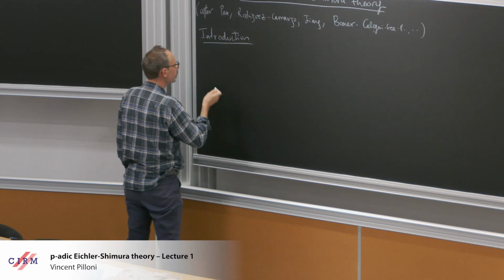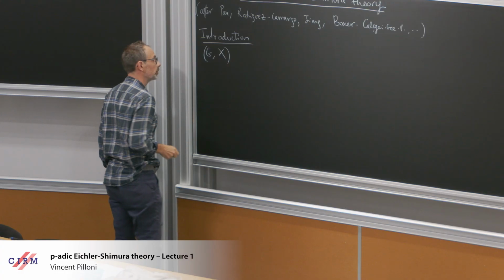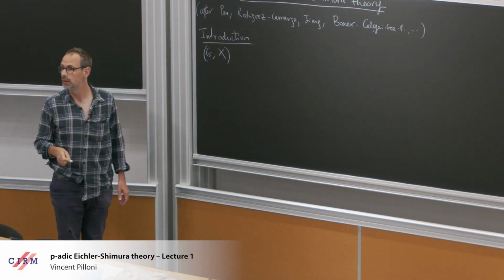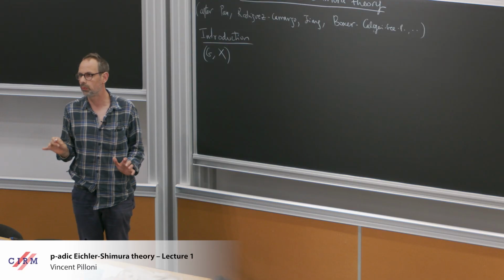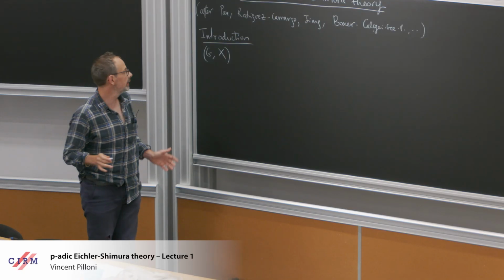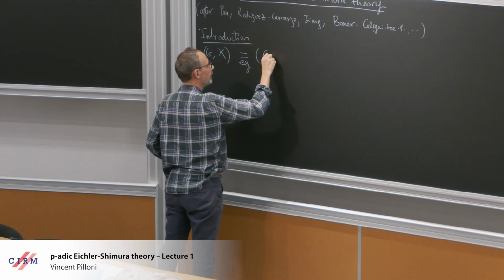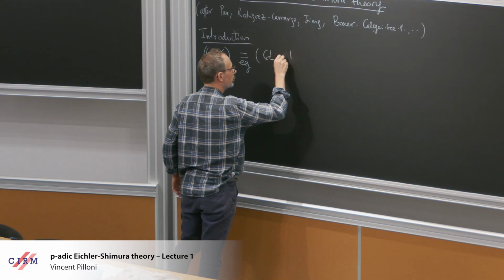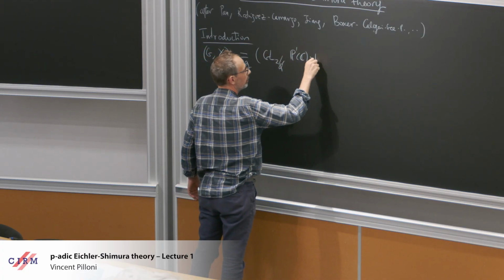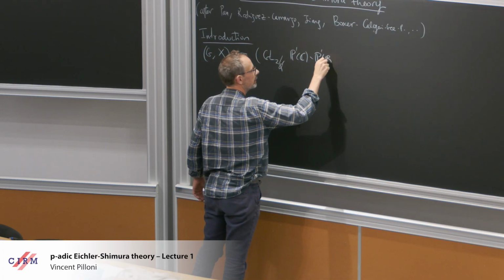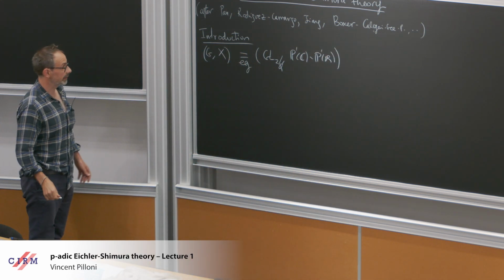All right, so let me introduce the question and topics. I start with a Shimura datum (G, X), but whenever I give a proof, I will assume that G is GL2 over Q, and X is P1 of C minus P1 of R. So that's the Poincaré space, or the upper and lower half space.